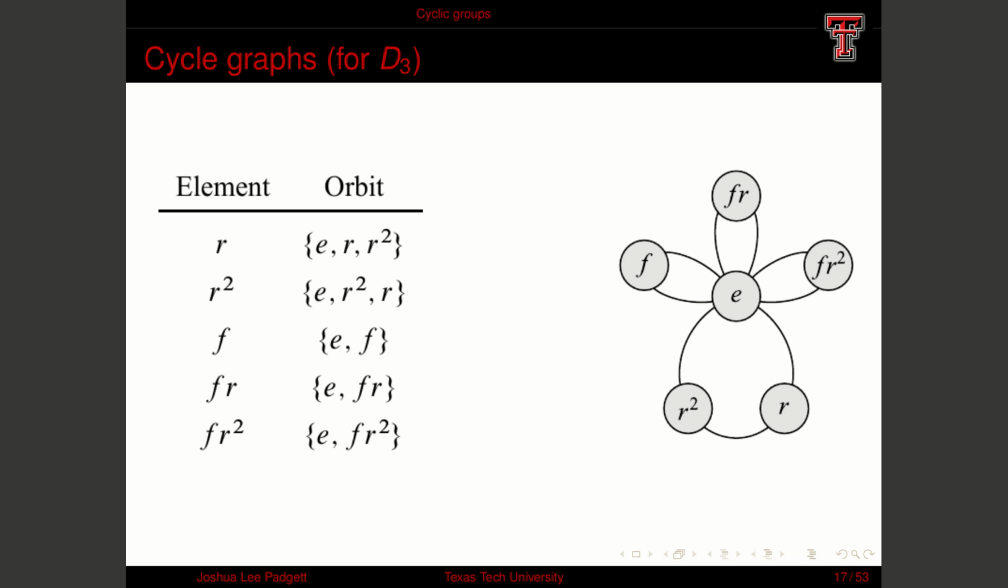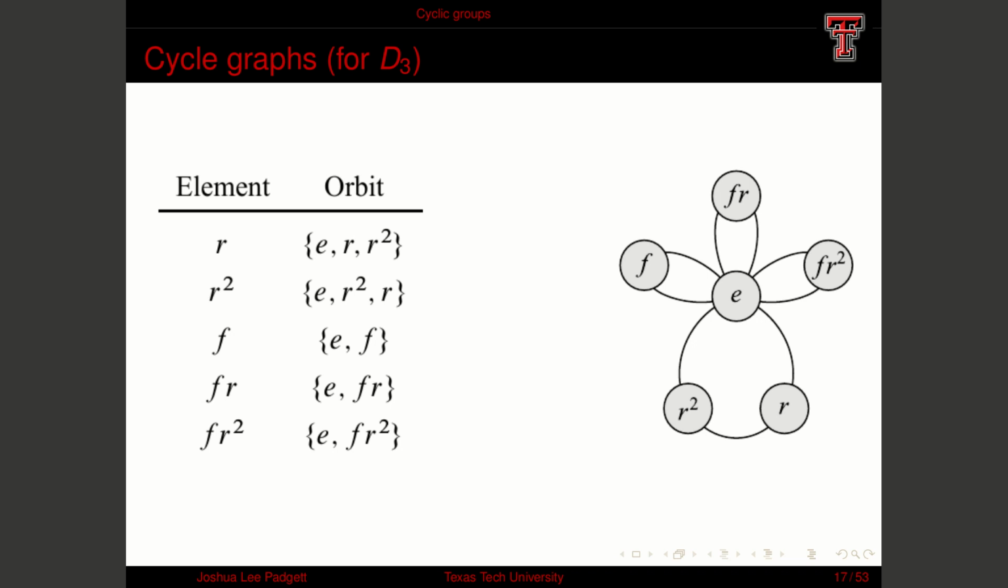Now, the E I'm not going to draw, because there is no real cycle, it's just a node. These 2 cycles are exactly the same, and they're represented by this loop down at the bottom. The other 3 cycles are simply represented by these kind of flower petals that come up off the top. So the point of the cycle graph is to represent a group in a different way. It's to basically decompose the group into all of its orbits.